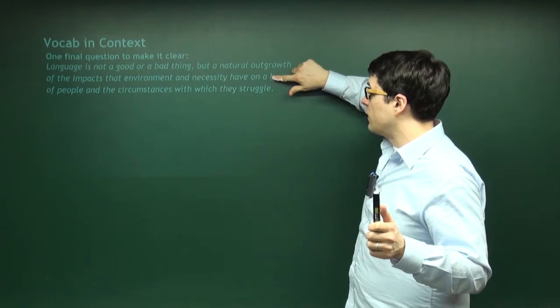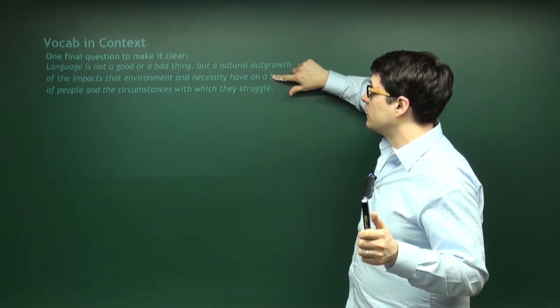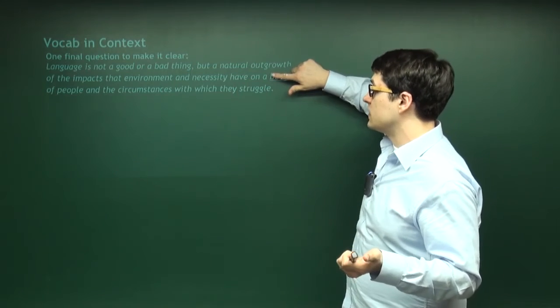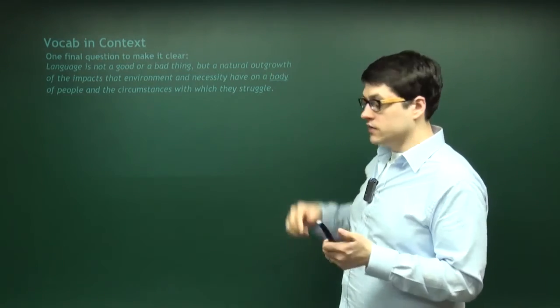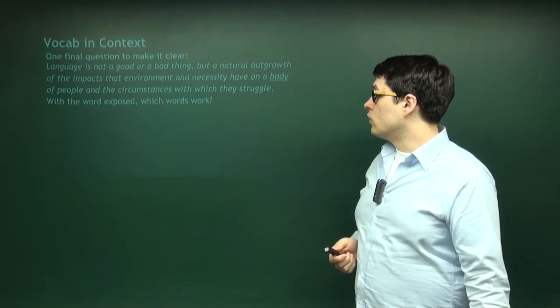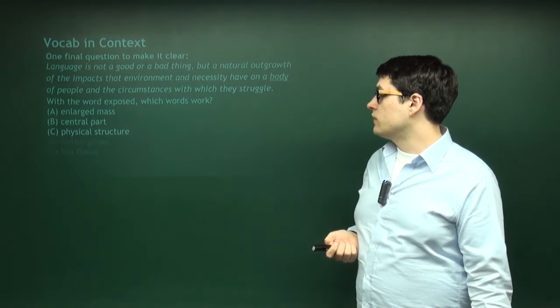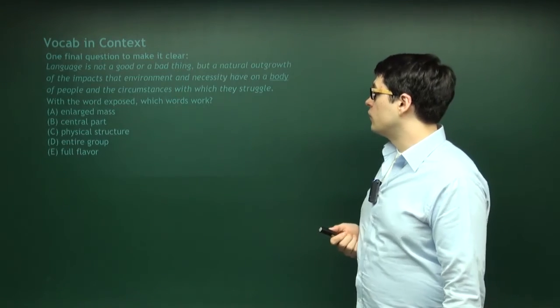"Language is not a good or a bad thing, but a natural outgrowth of the impacts that the environment and necessity have on a group of people and the circumstances with which they struggle." That's what comes to my mind. Group. Now, with the word exposed, which ones work here? Enlarged mass, central part, physical structure, entire group, full flavor.